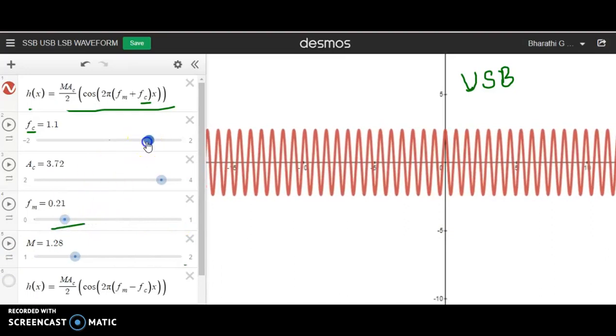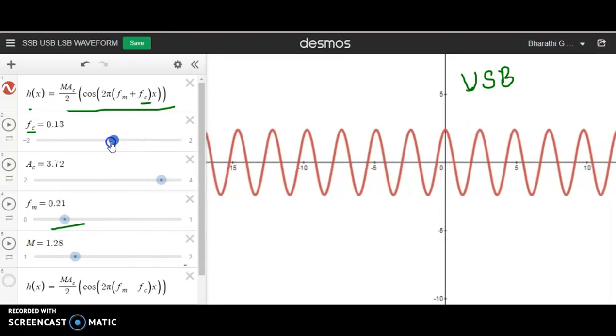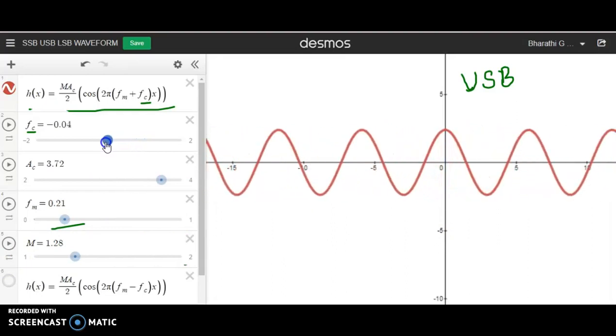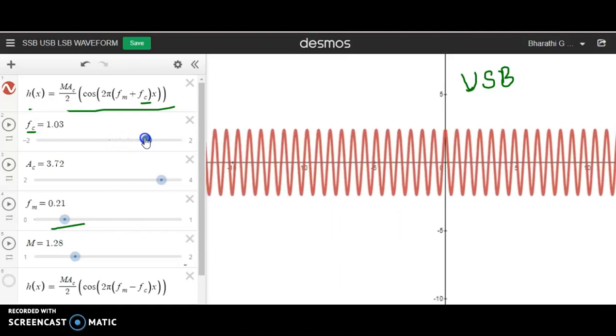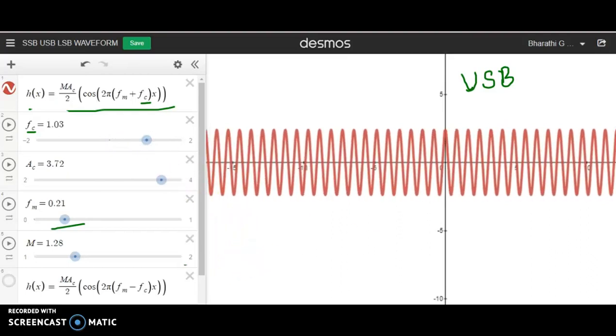If I reduce the Fc value, it goes to a lower frequency wave. So approximately I take Fc as 10 times greater than Fm. See here I took 0.1 for Fm, and for Fc I took 1. These are the frequency ranges.